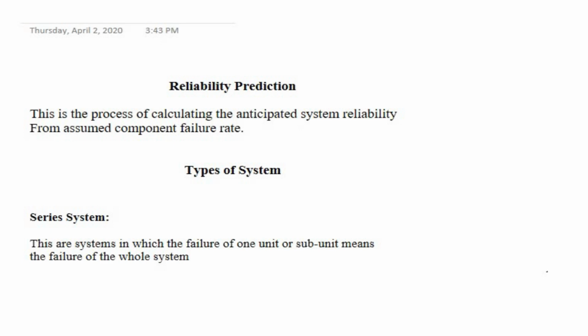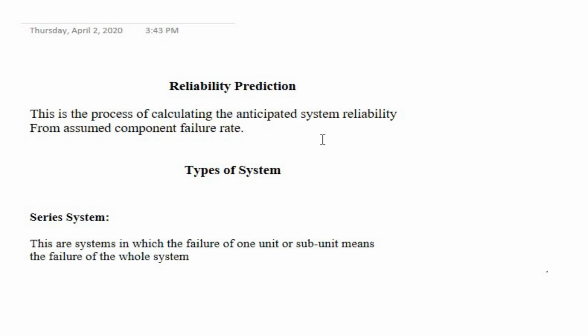warranty. So today we'll be talking about reliability prediction. This is the process of calculating the anticipated system reliability from assumed component failure rate. So what this is trying to say is that we are going to assume some component failure rates for us to know if the system is actually reliable or not. So if, for example, you design a system, to all its components you are going to assign a failure rate. After that you can calculate the total amount of reliability, if your system is actually reliable, if it meets the criteria.